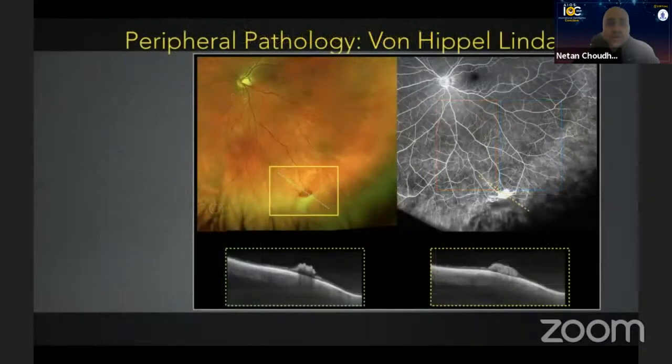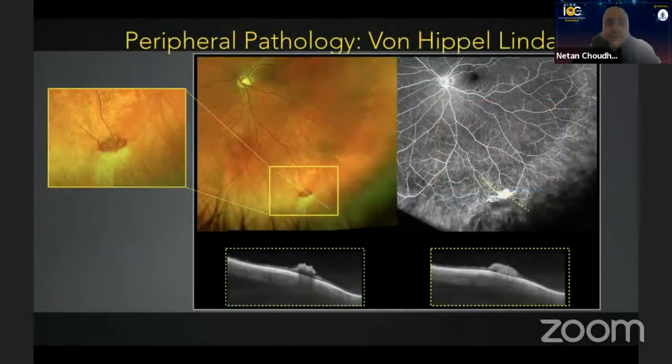What about peripheral pathologies like vascular lesions? Here we can see a VHL lesion, and we published a few years ago. One of the beauties of having a multimodality device, which does FA and ICG simultaneously, is you can get an OCT over the FA and ICG of the lesion in question to really co-localize everything in real time.